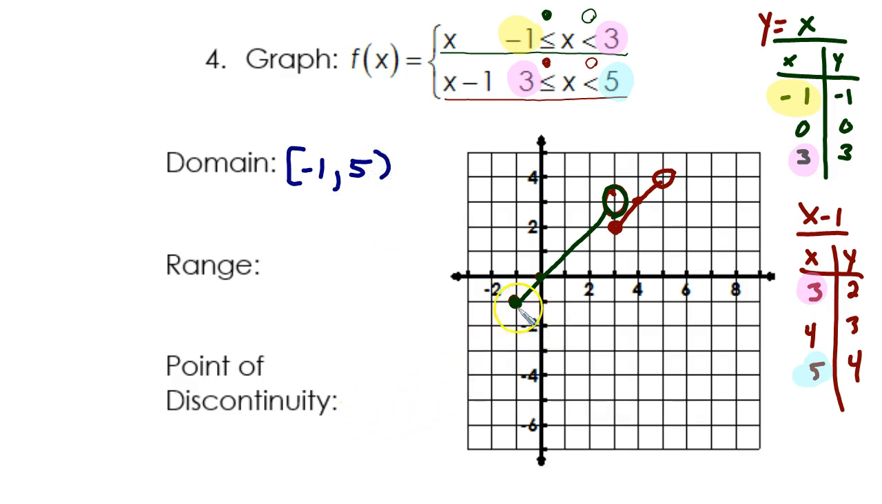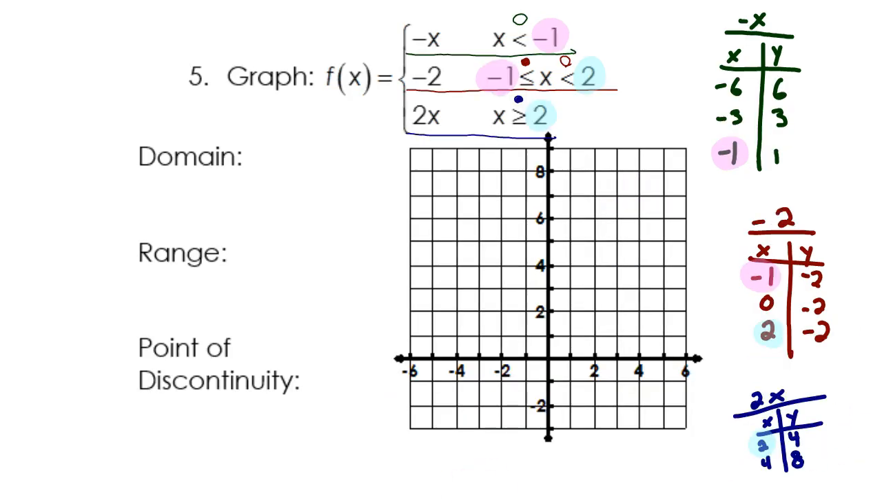The range is also limited here. My lowest y value is -1. It is included, right here, -1. And I have this function going up, up, up until I get to a y value of 4. And that, because of the open circle, is going to get a parenthesis. The point of discontinuity, where does this function jump? Where is there a break? And that is at x equals +3.